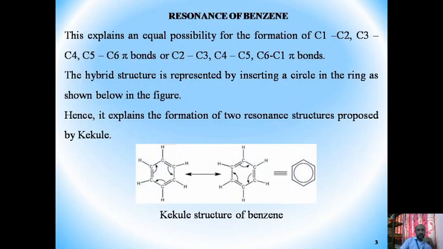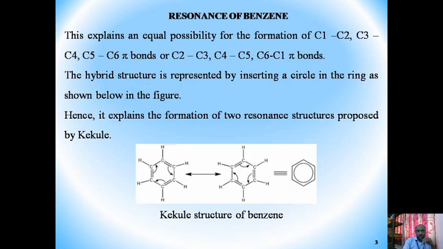This explains an equal possibility for the formation of a C1-C2 single bond, C3-C4, and C5-C6 pi bonds, or C2-C3, C4-C5, and C6-C1 pi bonds. The third hybrid structure is represented by inserting a circle in the ring as shown below in the figure. Hence, it explains the formation of the two resonance structures proposed by Kekulé.